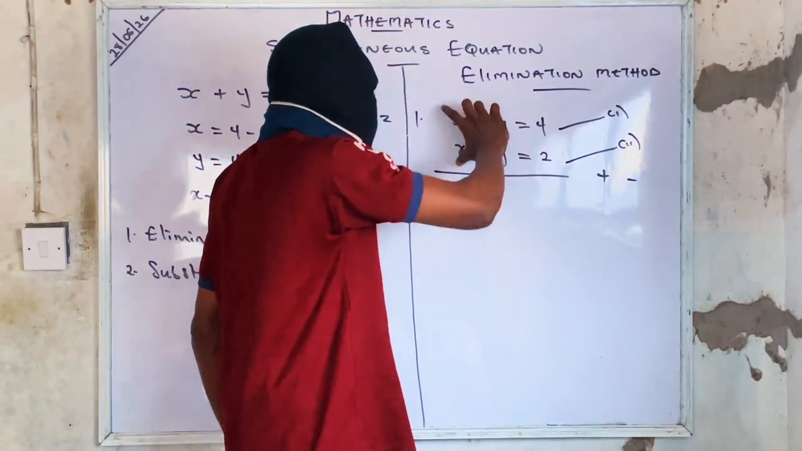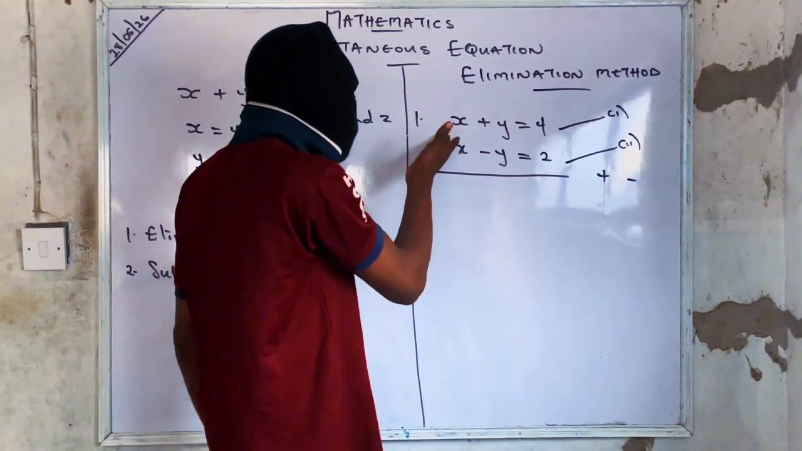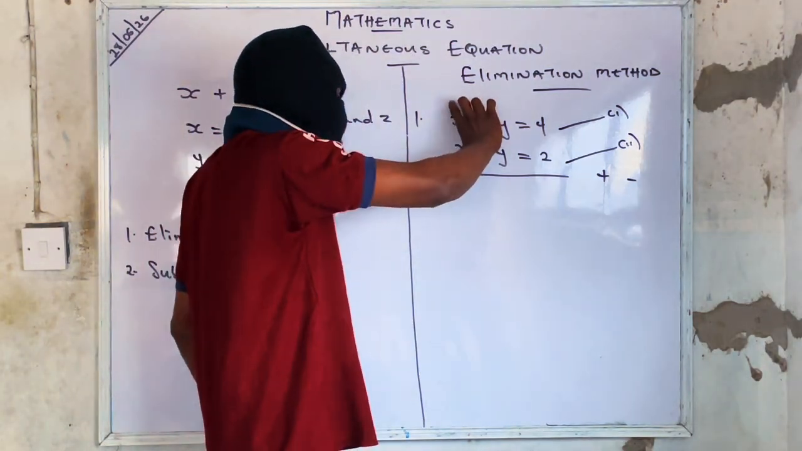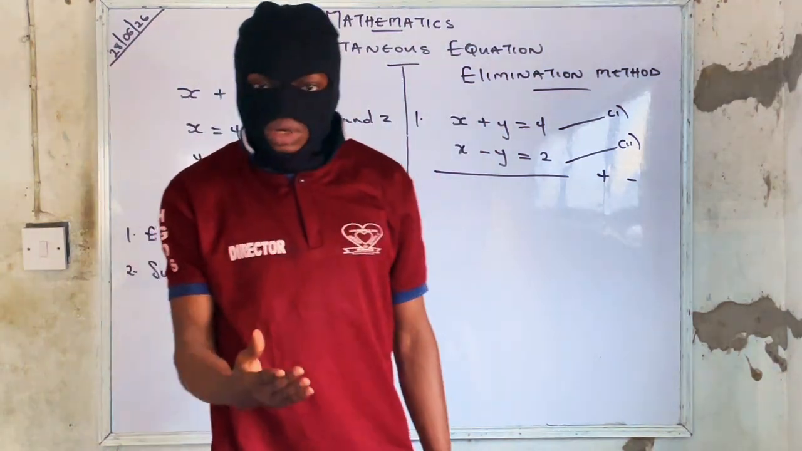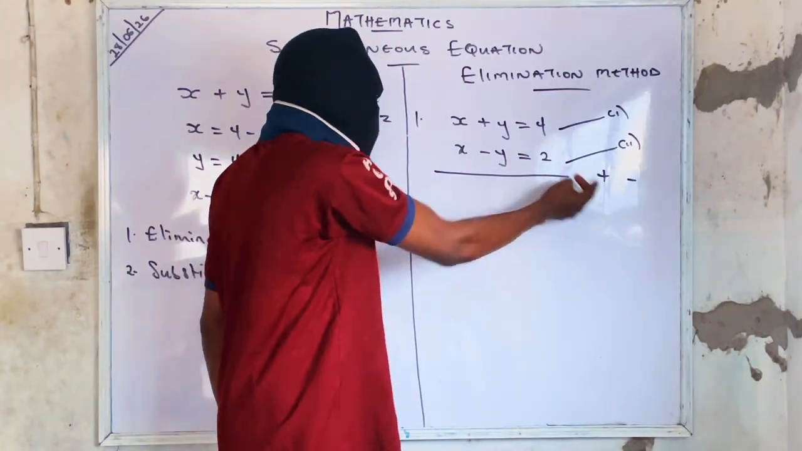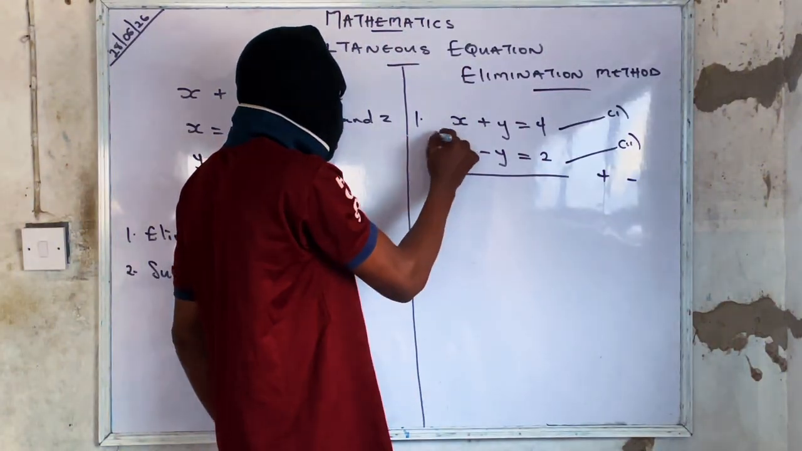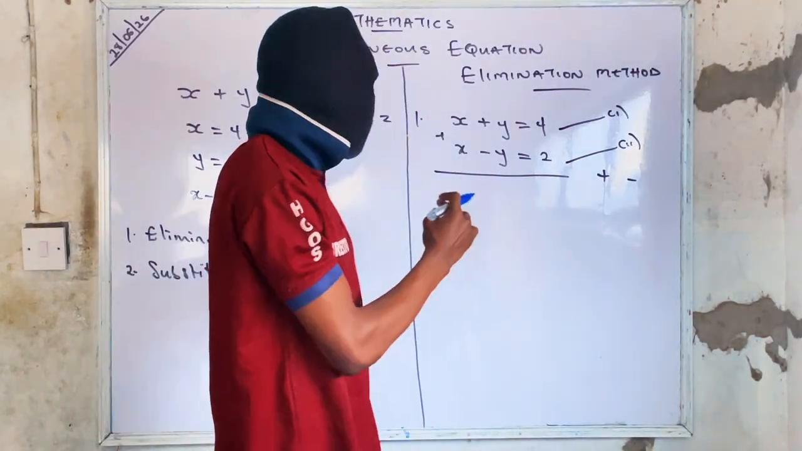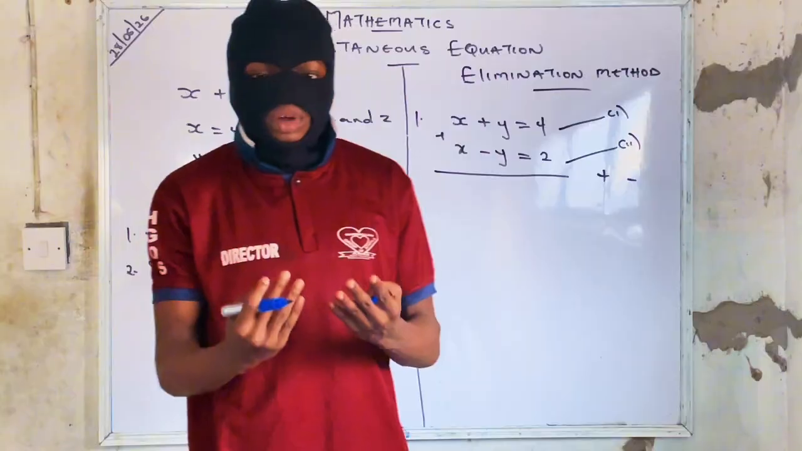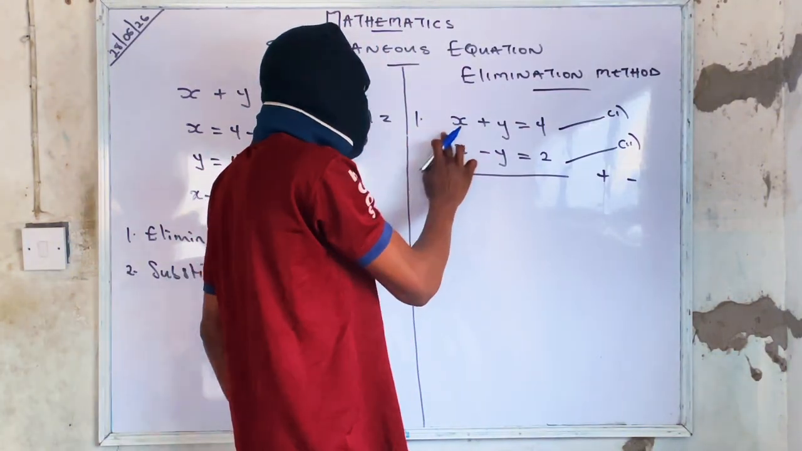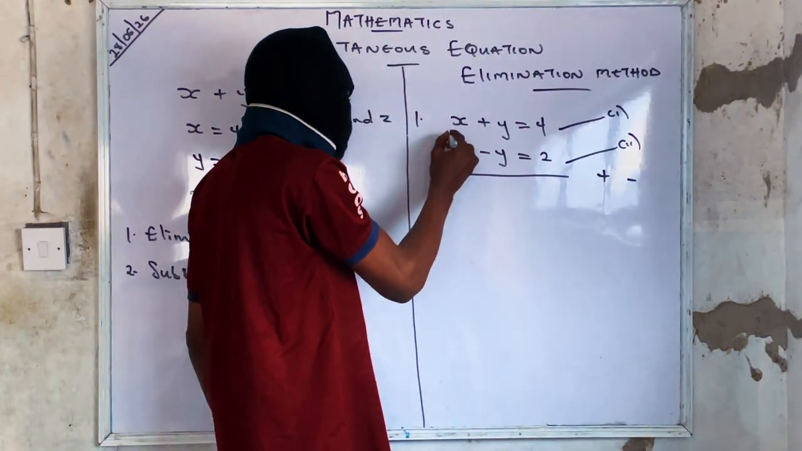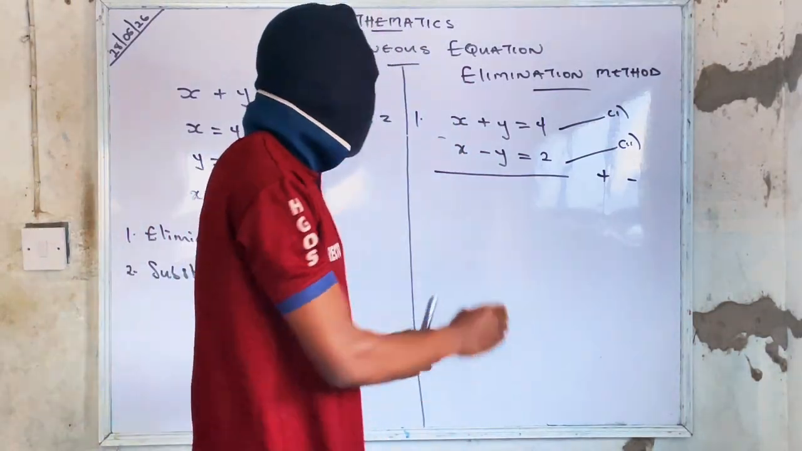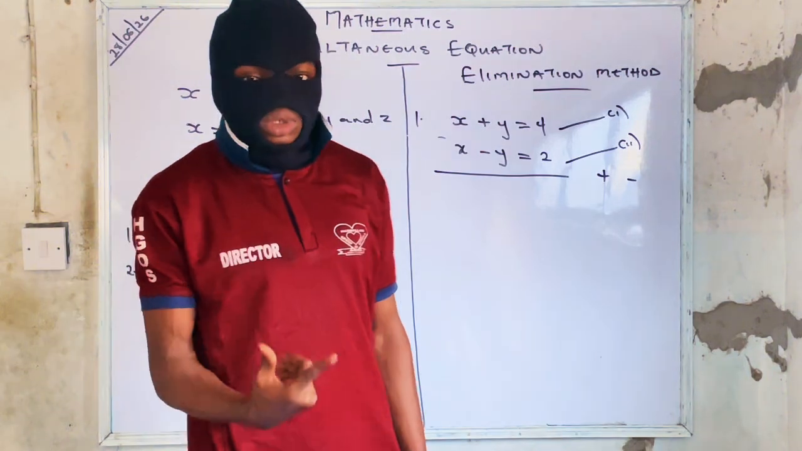Now, you are going to check which sign, when used with this x, will lead to 0. Let's try it. If we use plus, x plus x will give us 2x, so we can't use plus, because we are looking for the sign that gives us 0. But if you use minus, x minus x will lead us to 0. Then it means that minus is the sign that you are going to use.